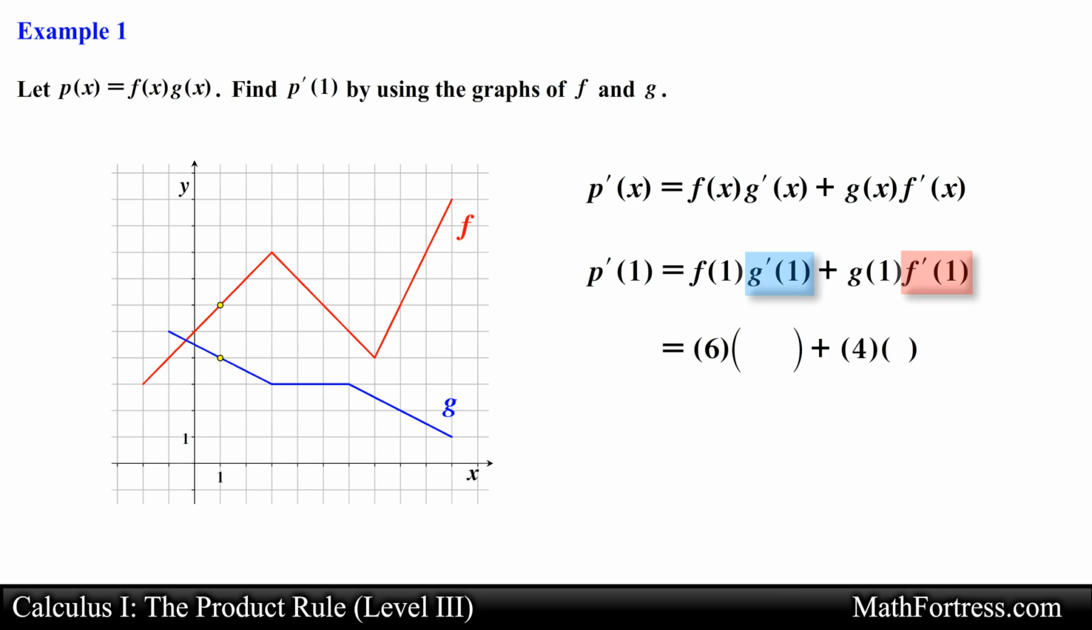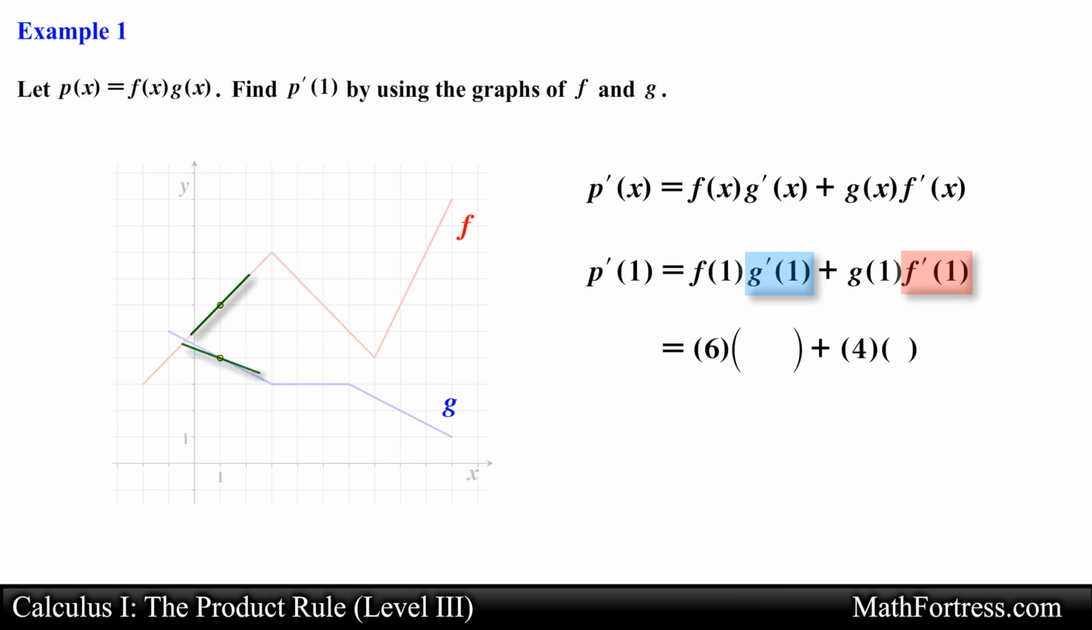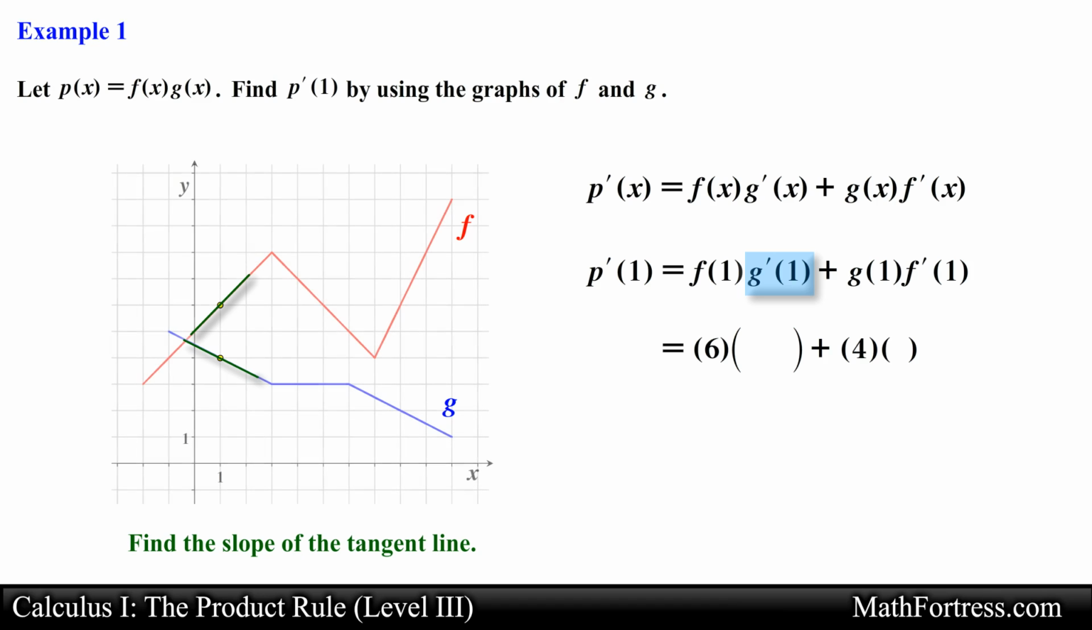Now to find g prime and f prime evaluated at x equals 1, we need to remember the geometric interpretation of the derivative. In this case, the derivative represents the slope of the tangent line at every given value of x of the function. This means that in order to evaluate g prime at x equals 1, we need to calculate the slope of the tangent line of g of x at x equals 1. Since the blue graph at x equals 1 is formed by a line, we can find the slope by calculating the rise over the run. In this case, it is going to be equal to -1/2.